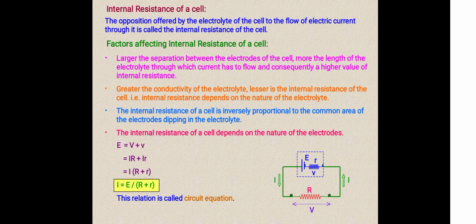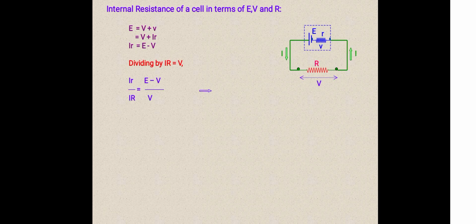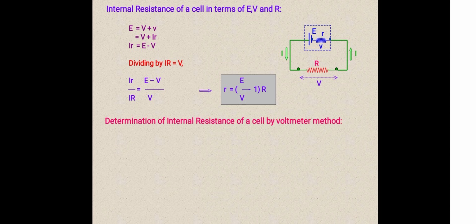Now if I want to find the internal resistance of a cell, you know that E equals capital V plus small v. Capital V is I into R, and small v is I into small r, where small r is the internal resistance of a cell. If we divide this by I R, then we get (E minus V) by V. So from this equation we can write r equals (E by V minus 1) into R. From this equation we can find the internal resistance of a cell.